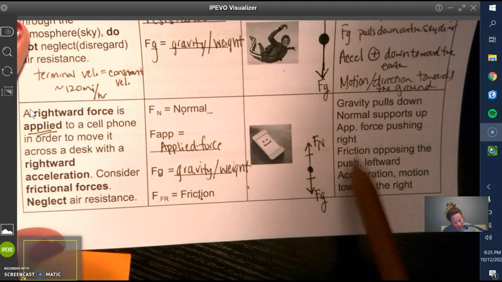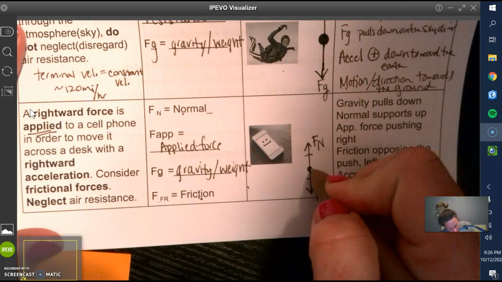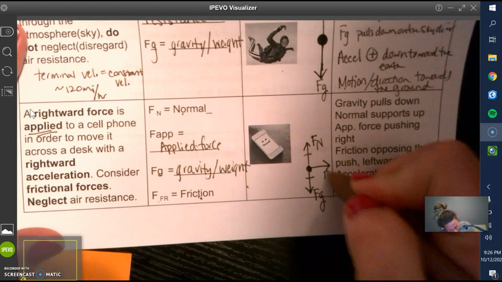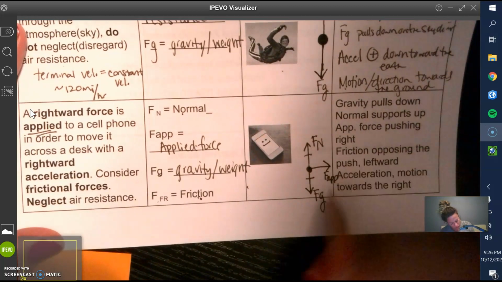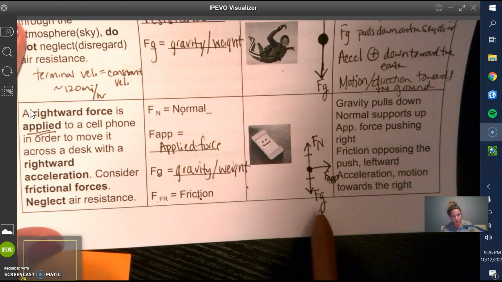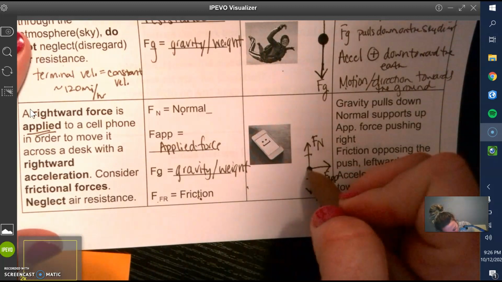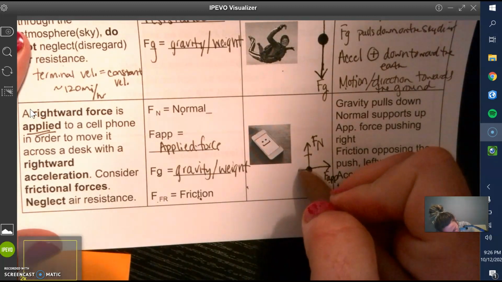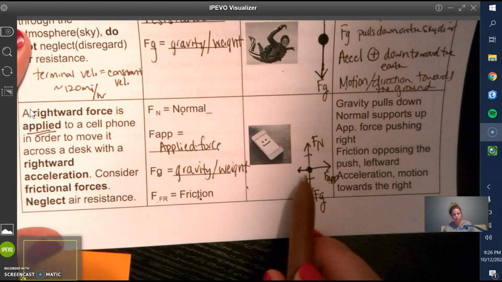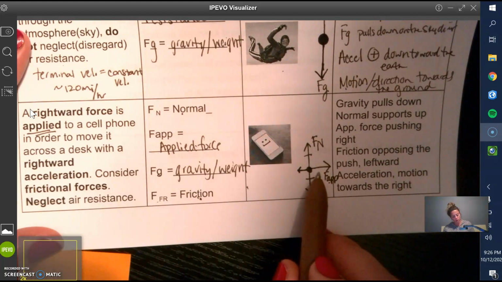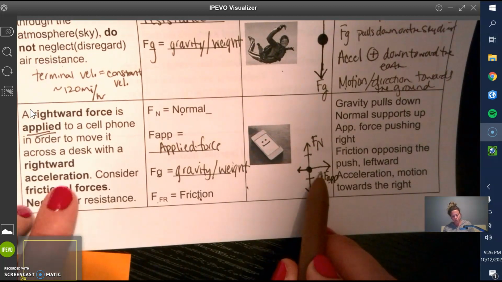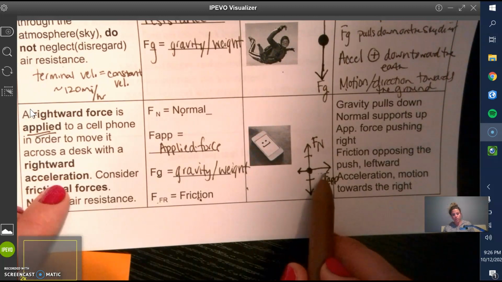Okay, so what we have to do now is look at this applied force. The applied force is to the right. So that's F of APP. And friction is to the left. Now, when I draw this in, the frictional arrow is going to be smaller than the applied force because it's telling me that there's a rightward acceleration.